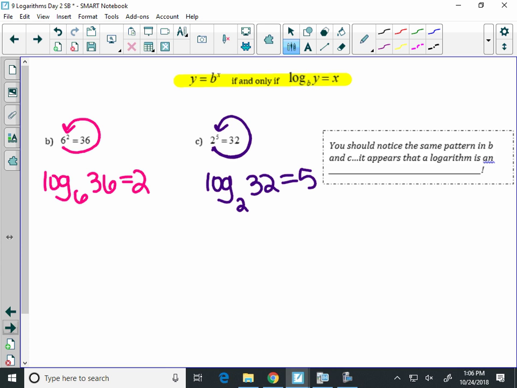Now, one thing you should at least notice about all these is that the logarithm is always equal to the exponent. So the exponent of the exponential is equal to the logarithm. So that connection is going to help us later. Exponents and logarithms are the same thing. Now we can go backwards. And going backwards is where I think you'll really start to see this connection between a logarithm and an exponent.